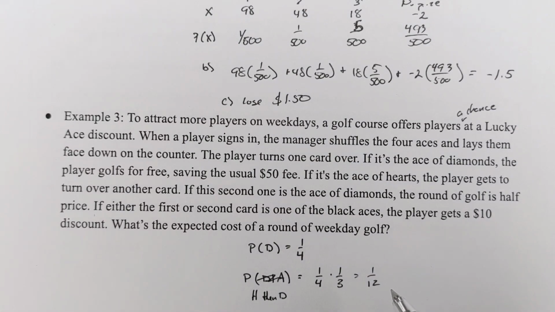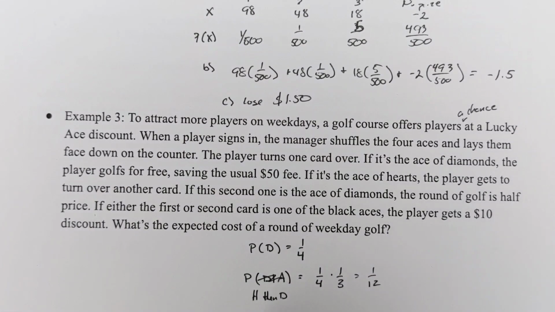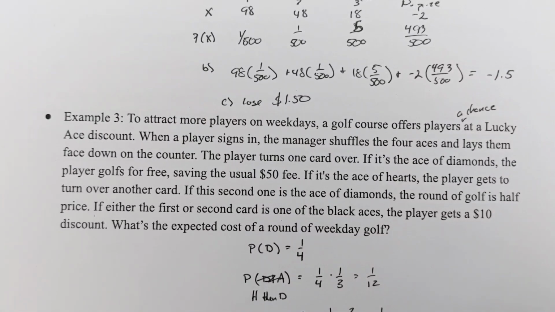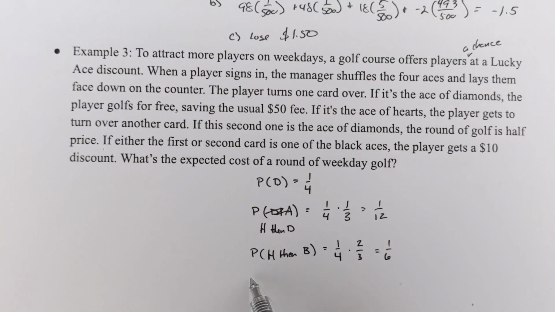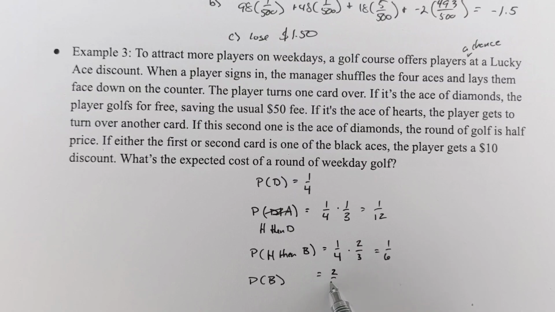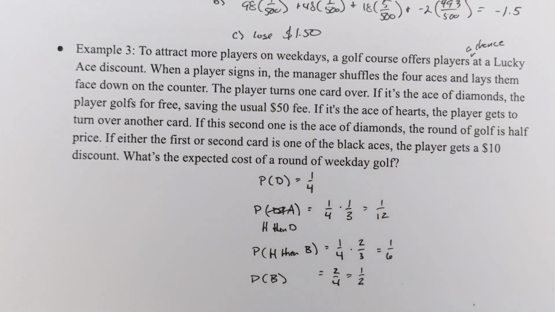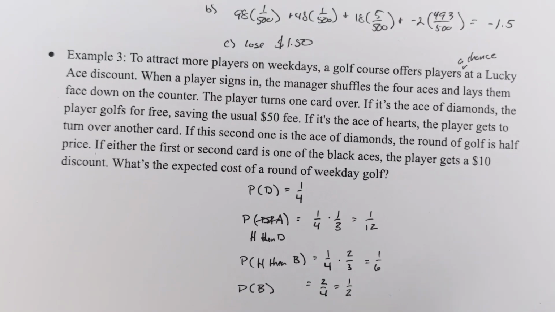Or you have the probability of, let's see here, if either the first or second card is one of the black aces. So we could draw the heart, then a black card. So that's 1/4 times 2/3, which is 1/6. Or the other option is drawing the black first and ending the game, which would be 2 out of 4, or 1/2. So here's all our probabilities.